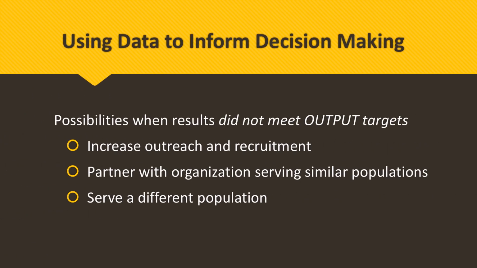If you don't get the output results you expected, it's really important to think about what is next. This means you did not serve the number of participants you intended to serve in the ways you intended to serve them. What will you do? Some possibilities are increase outreach and recruitment, but you must think, if so, how? You could partner with an organization serving the same population you serve, or you could serve a different target population. Also, think, if so, which one and why?